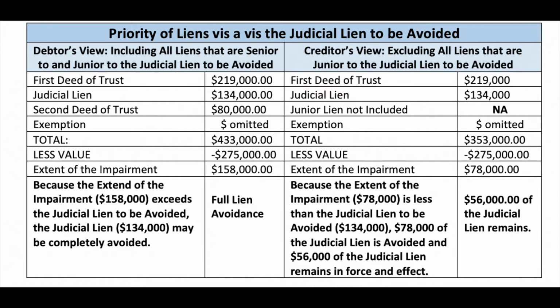Now, the statute itself is silent on this point. It only says all liens, be it a senior priority lien, a junior priority lien, a statutory lien, a mechanics lien, or other judicial lien. All liens are added together in the formula. And in looking at this language and in not seeing an exception for only priority liens vis-a-vis the judicial lien to be avoided, the Eighth Circuit allowed the debtor's argument to prevail.